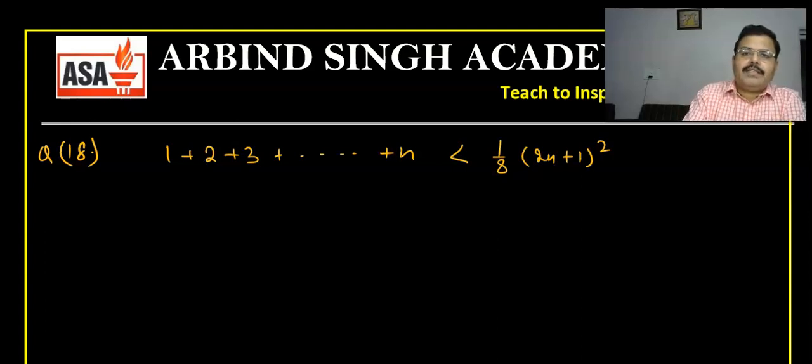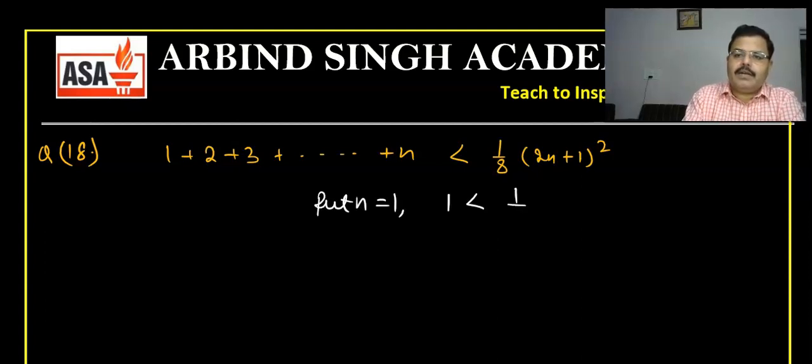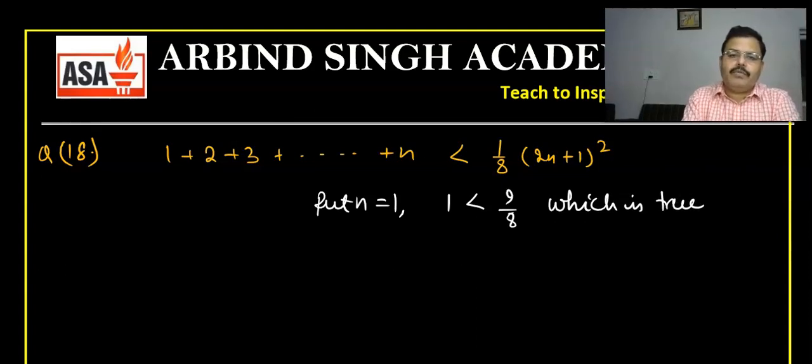So I can take n equal to 1. What will happen? 1 is less than 1 by 8 into (2 into 1 plus 1), that is 3, 3 into 3 is 9. So 9 by 8. 1 is less than 9 by 8, which is true. So this inequality holds for n equal to 1.